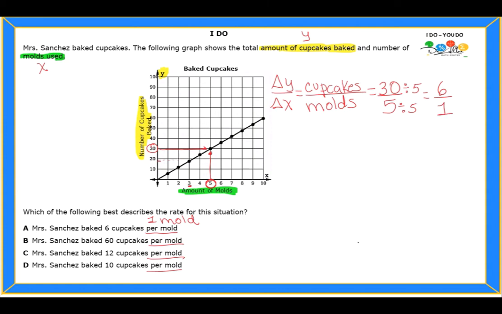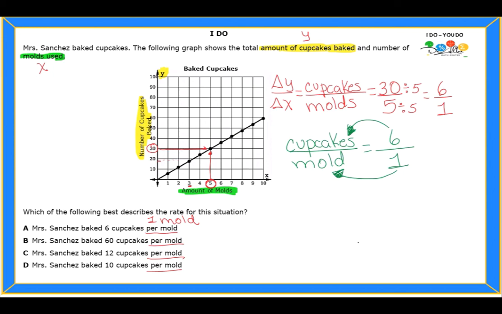So this 6 and 1, I'm going to write it down again over here, but I need to make sure that I write down the label that goes with it. I can assure you that when you do that, it will make a lot more sense, because now I can read something like this: Mrs. Sanchez can bake 6 what? 6 cupcakes. Very good. And she will need only 1 mold for that.